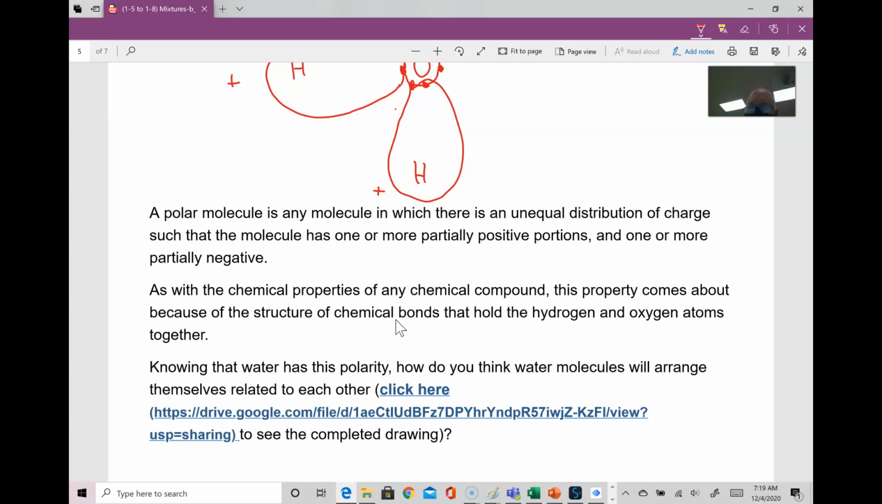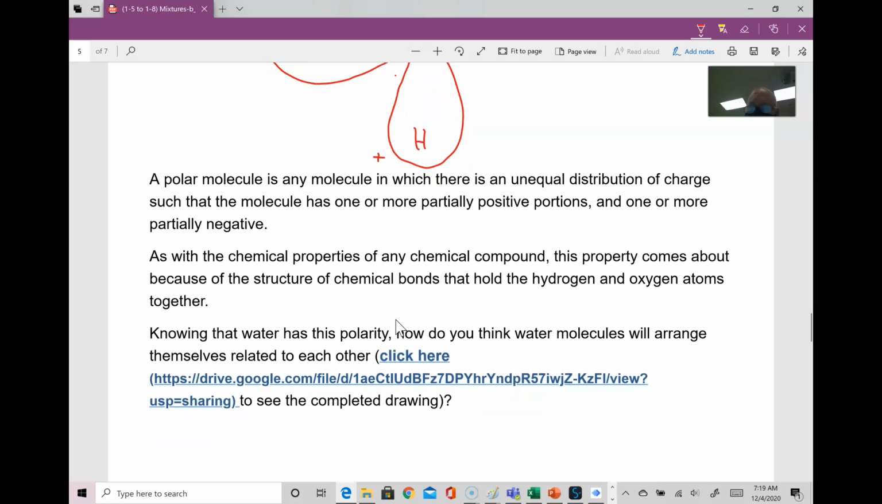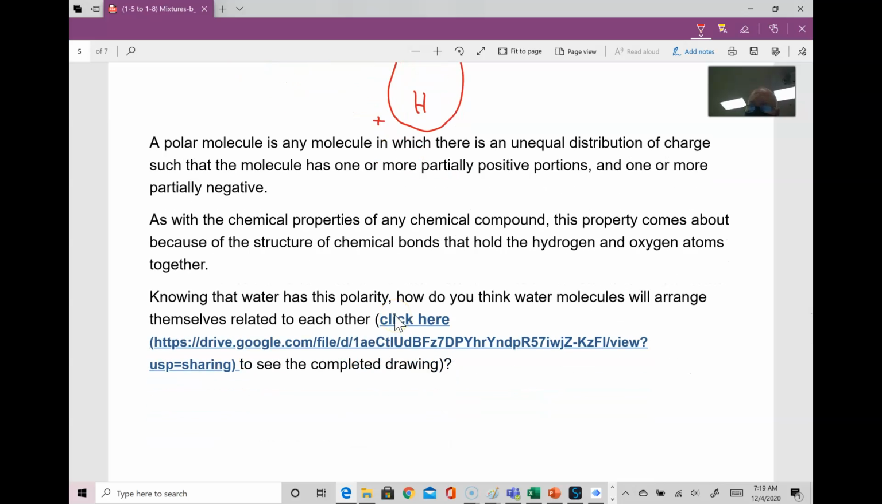A polar molecule is any molecule where there's an unequal distribution of charge, such that the molecule has one or more partially positive portions and one or more partially negative portions. So, as with the chemical properties of any compound, this property comes about because of the structure of the chemical bonds that hold the oxygen and hydrogen atoms together. Okay?